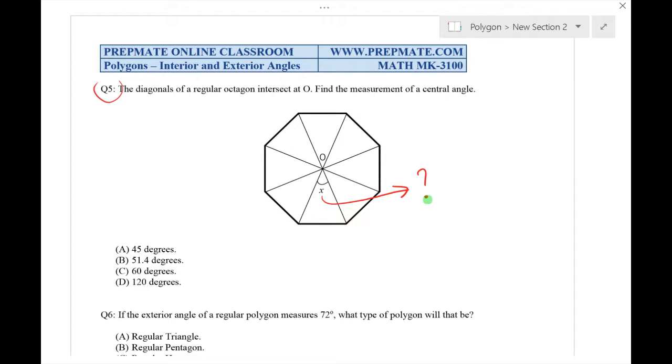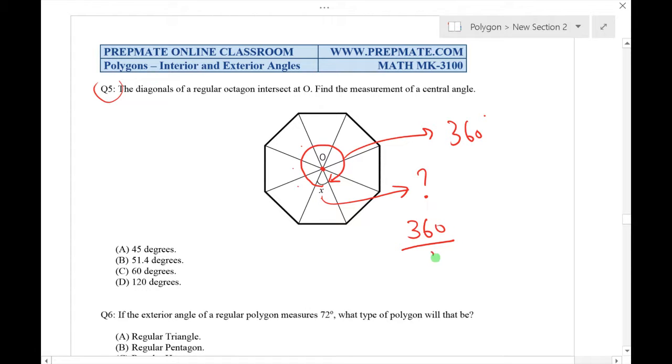Let's see. This is one of the easiest things. There's nothing to do with the interior angles or the exterior angles. We know that the measurement of an angle around a point is always what? 360 degrees. Wow. And so this is an octagon, so there are 8 such angles here. And so each one of the central angles should measure 360 divided by 8.